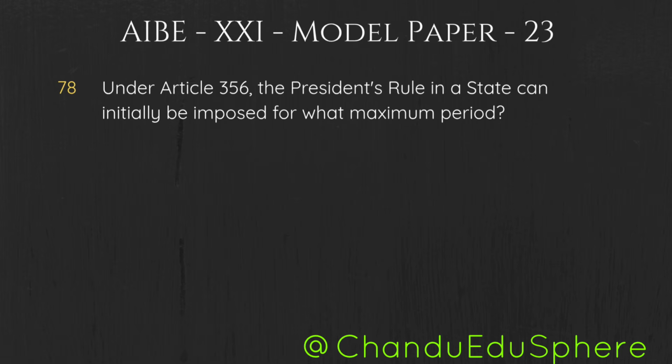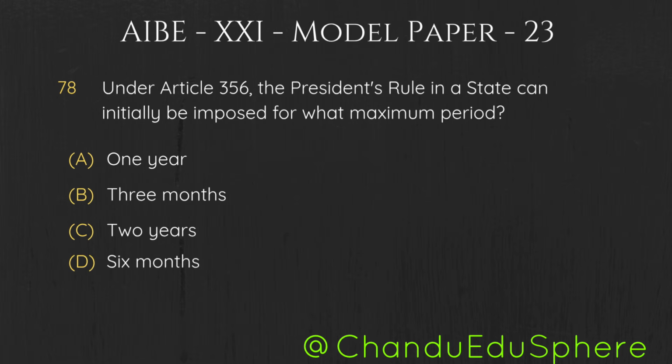Under Article 356, the President's rule in a state can initially be imposed for what maximum period? Article 356(4) provides that a proclamation of President's rule after parliamentary approval remains in force for 6 months at a time, extendable up to a maximum of 3 years on prescribed conditions. Choice D is the correct choice.